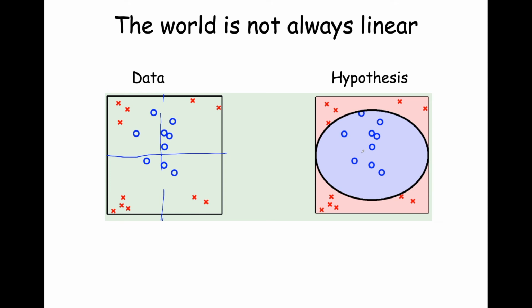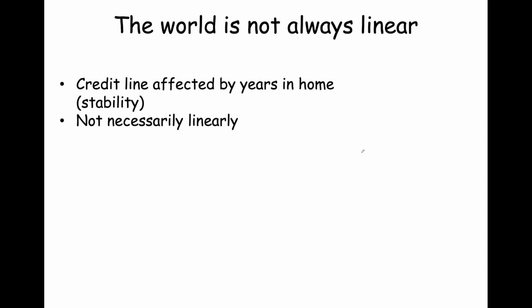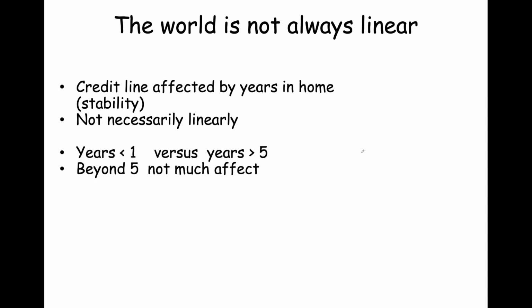So what can we do? We can rearrange the geometry through some transformation. And so the world is not always linear. We could have credit line affected by years in the home, and that's a measurement of stability. And maybe if years in the home is less than 1, it affects you. If it's greater than 5, it does not affect you. It really matters between 1 and 5, but maybe after 5 years in the home, it doesn't really have much effect.